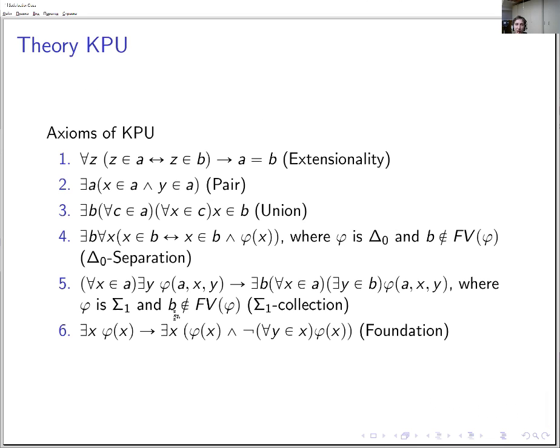Then we have the theory KPU. Theory KPU is the same as the theory KP, but it allows urelements. So it's more or less the same thing. Extensionality is a version that works only for sets. If two urelements have the same members, it's the case that they're not necessarily equal. But other than that, it's more or less the same theory.